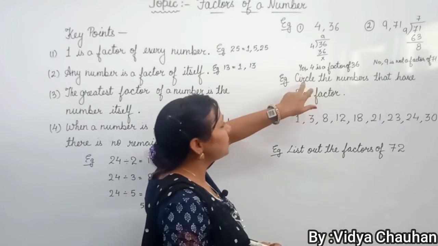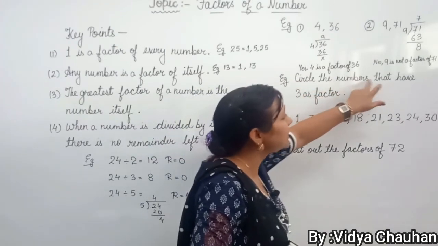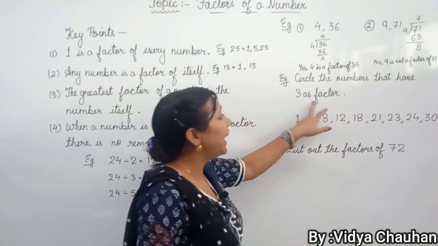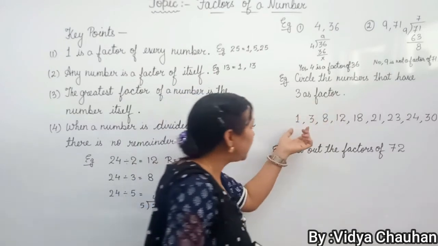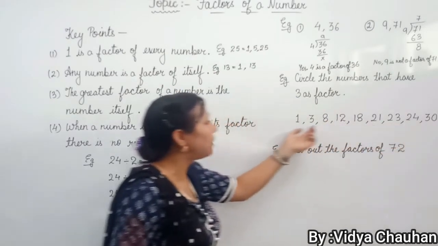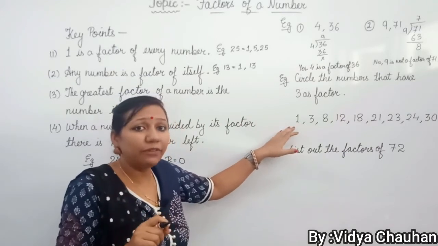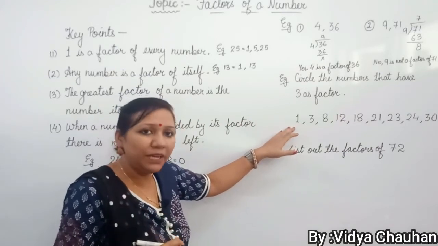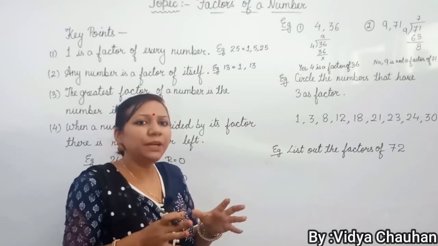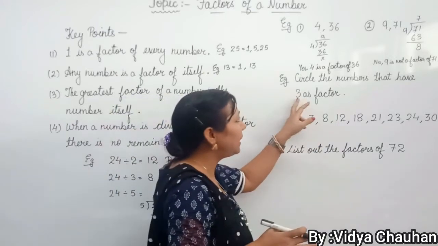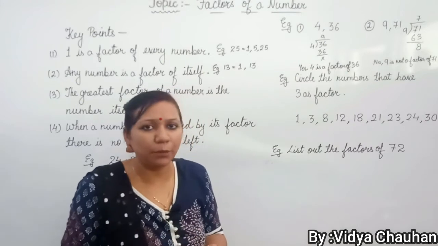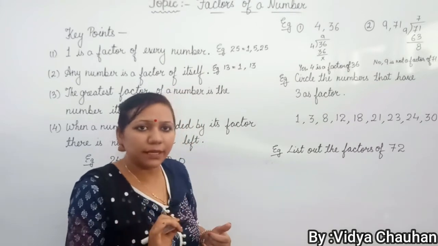Now if it is being said that circle the numbers that have 3 as factor. Now there are some set of numbers given to you and you have to identify which of these numbers are having 3 as factor. That means what you have to do, you simply either divide every number by 3 or you just read the table of 3 and start circling the number.